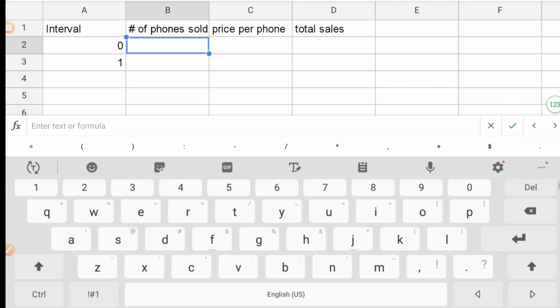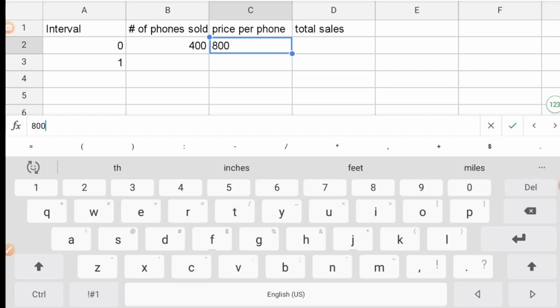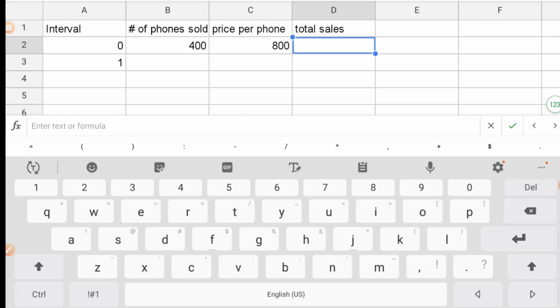We know that for interval 0 that we sold 400 phones, and we know that the price per phone was $800. Okay. Now the same thing, like I didn't calculate the answers in the warm-up, because I knew I could do it here really quick, and it could do it over and over and over again. So again, in this box for total sales, I want it to do the calculation for us.